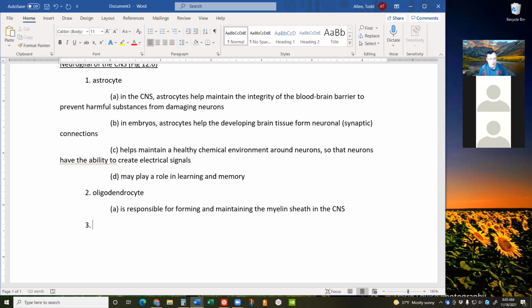A third category of neuroglial cell in the central nervous system are microglia. Microglia function primarily as phagocytes, basically a type of white blood cell that's participating in body defense. They have a role to play in defending our bodies against microorganisms that might invade the brain and spinal cord.